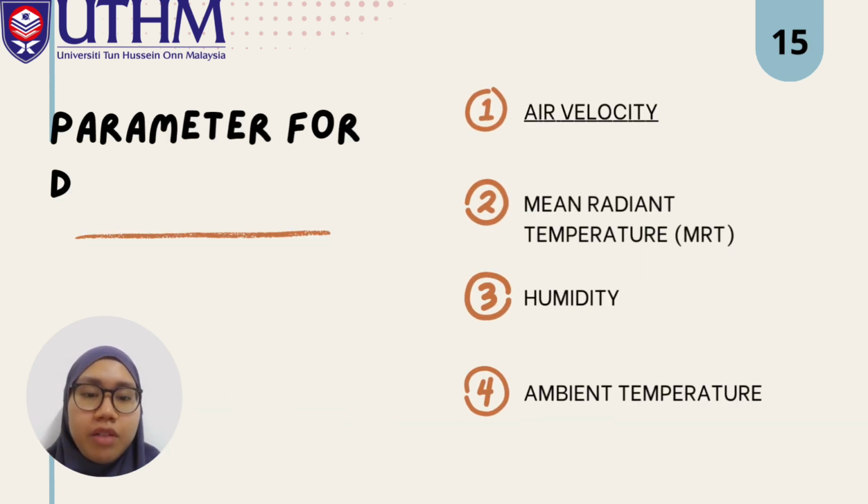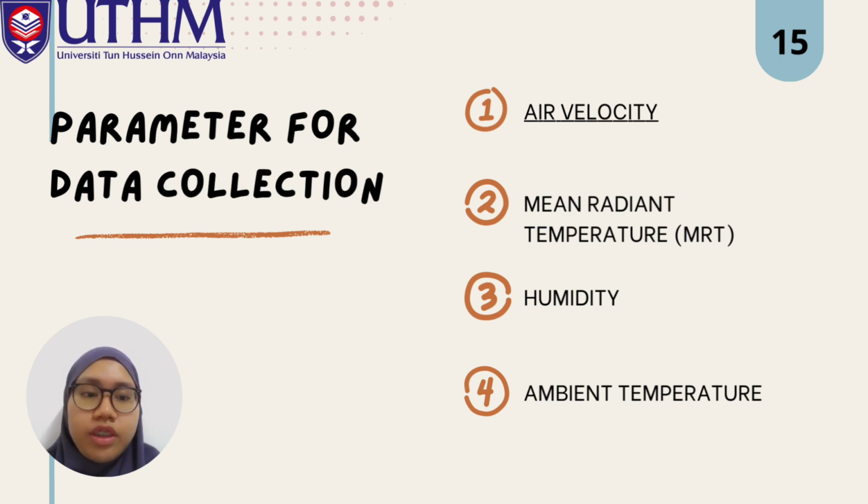Here are our parameters to collect our data. First, air velocity, which is measured in an environment of constant thermal equilibrium. Second, mean radiant temperature, which is used to determine how hot or cold all the surfaces around a person are on average. Humidity measures how much moisture exists in the air. And lastly, ambient temperature, which is the temperature of the air in each space. It is one of the most important things that thermal comfort studies look at.